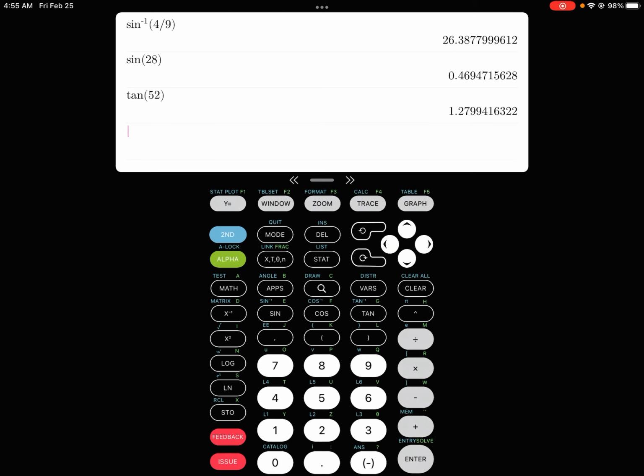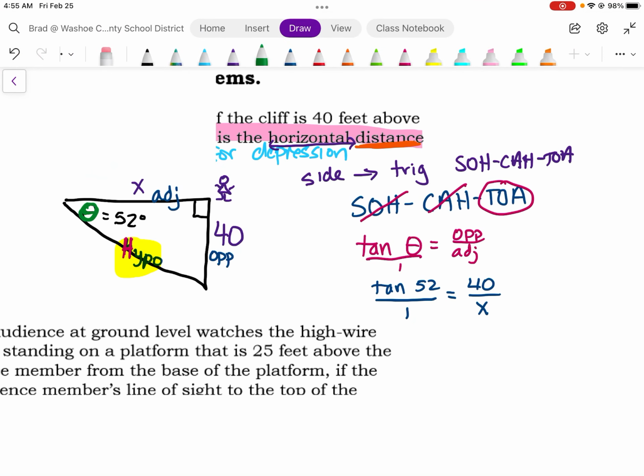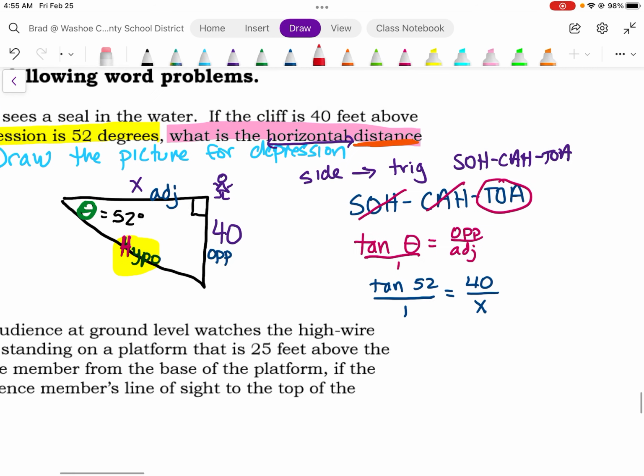So you just do tan 52. And then notice it gives us that decimal. And I usually round to 3 decimal places, so that's what we're going to be using here today. So in this case, when I do my rounding, it's going to be 1.28, because it's going to be 2799. So we're going to write that as 1.28 over 1 is equal to 40 over x.